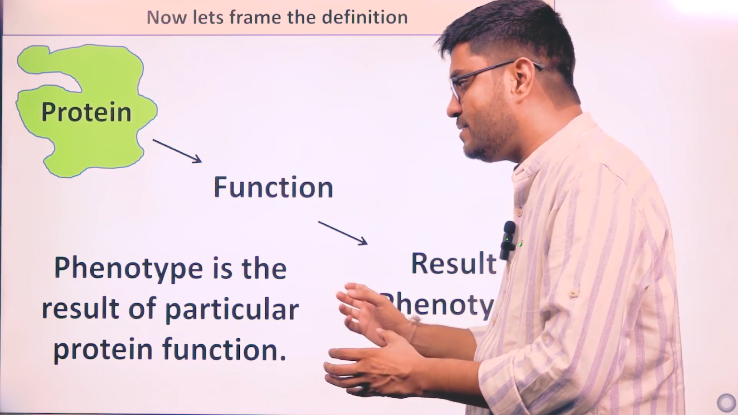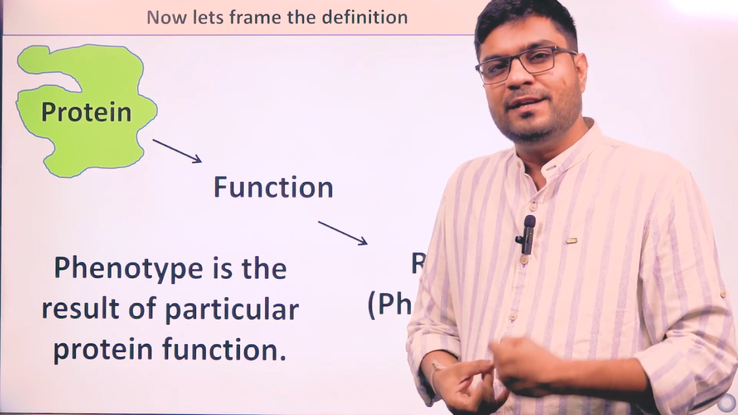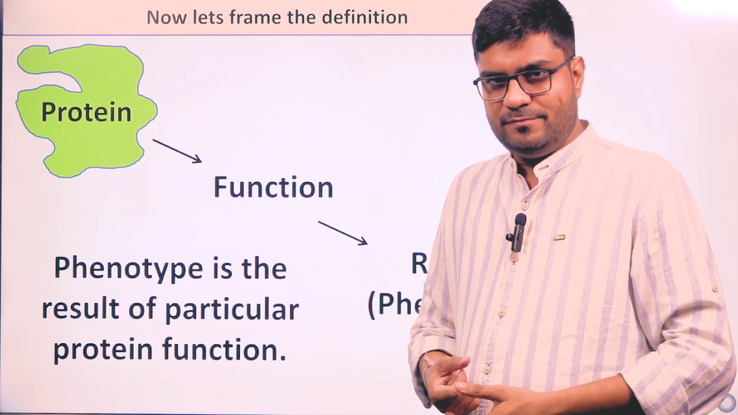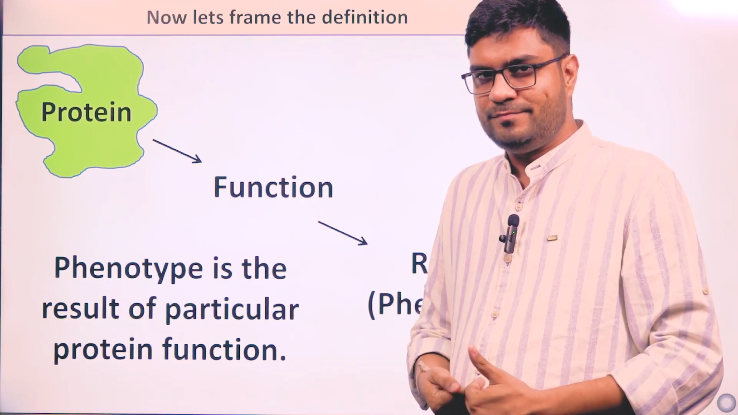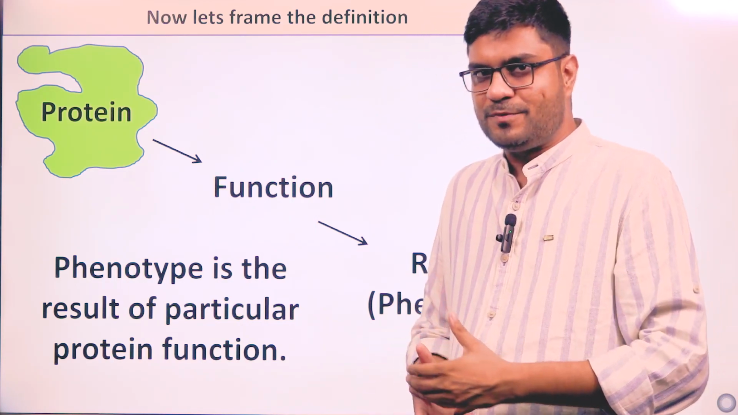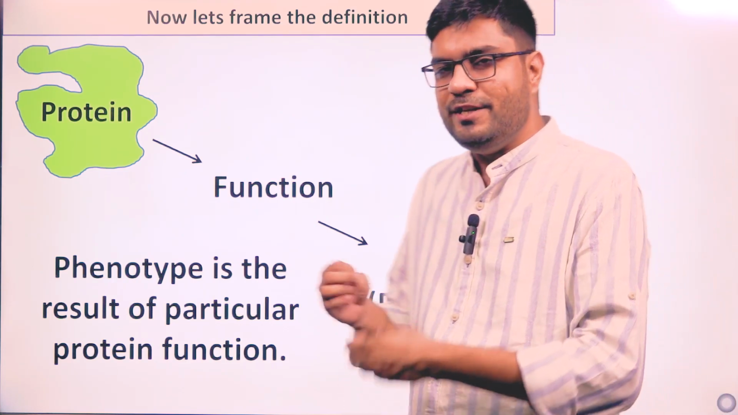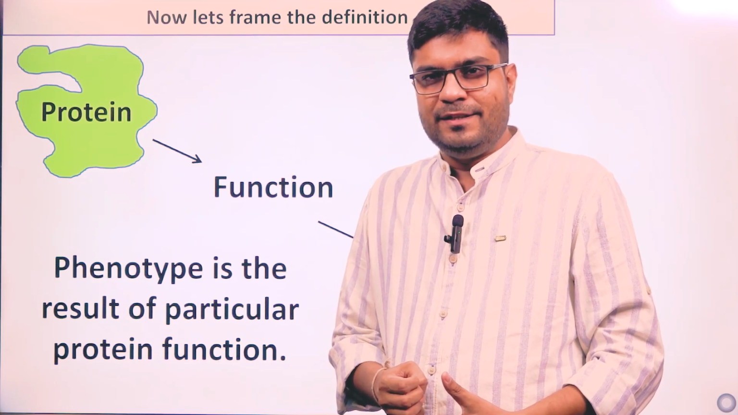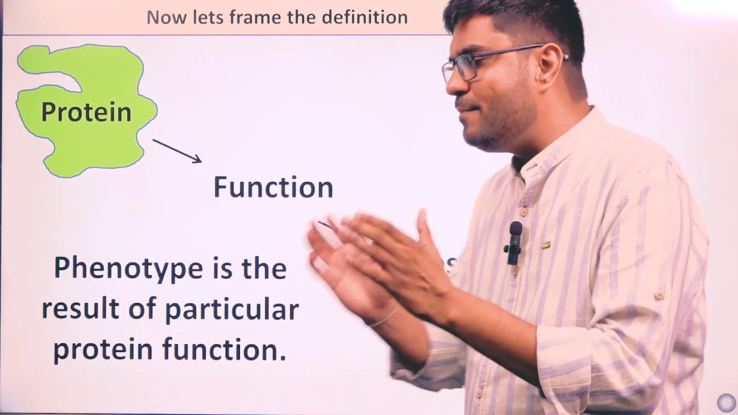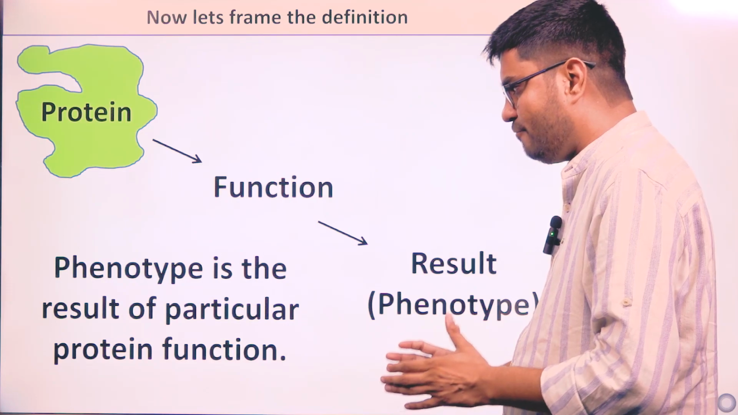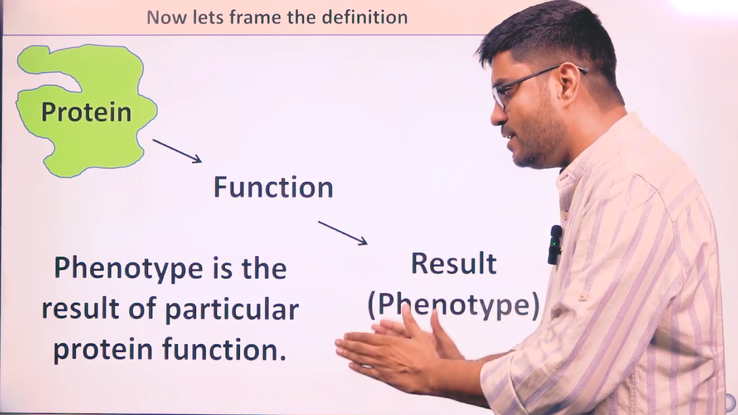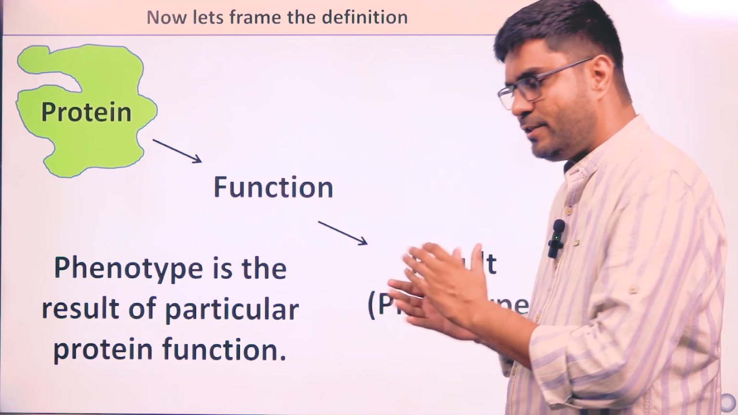If we keep these statements in our mind, then it is very easy to understand all the laws, all the complex concepts of genetics, whether it is alleles, multiple alleles, gene interactions, then molecular regulations, all can be understood by one logic, that phenotype is the result of a protein function.